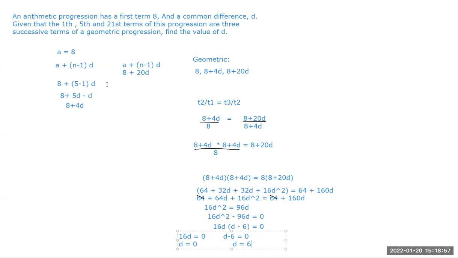Good. So which one is the value of D? Has to be 6. Very good. Because if it's 0, it wouldn't be an arithmetic progression, right? Then the number would just be 8, 8, 8, 8, 8, 8, right? Would make no sense. So here's my question.